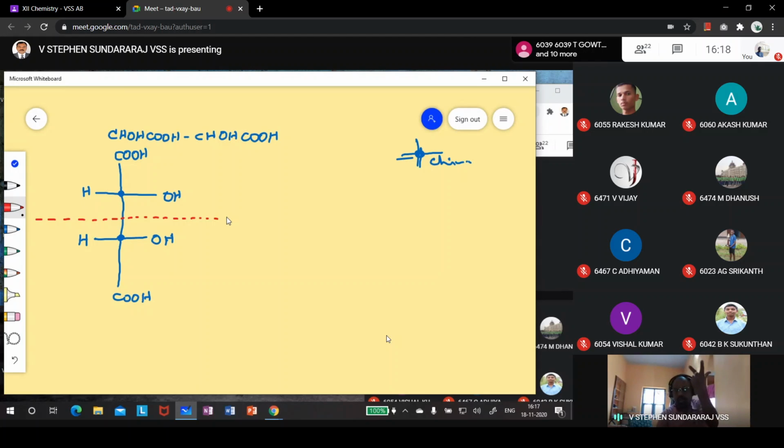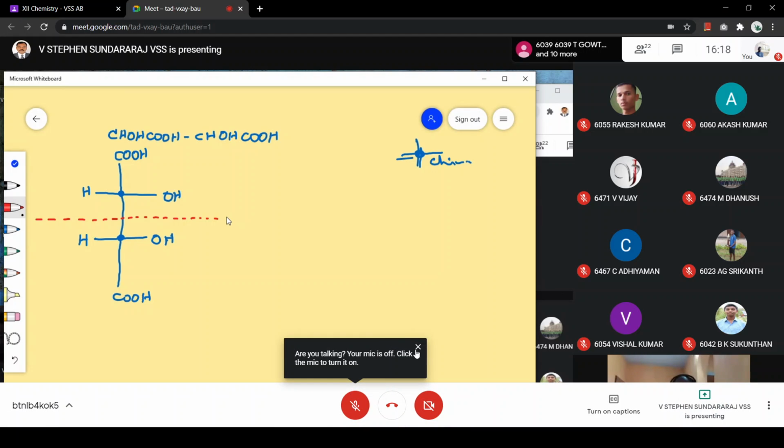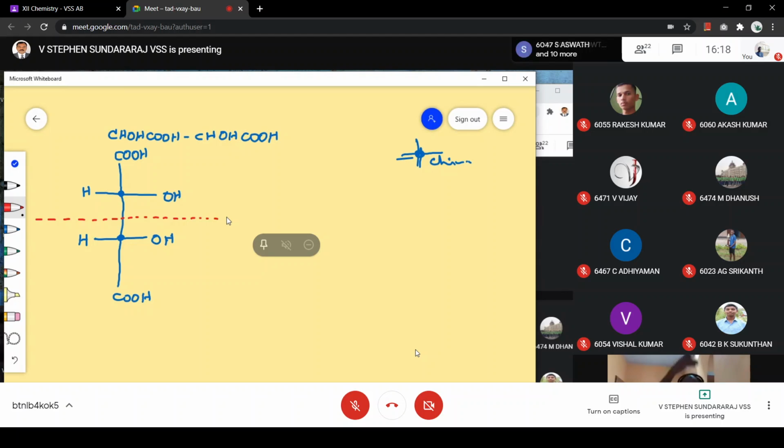So the top will be triangular, upward, and the bottom also like that. But these three bonds will be directly above that. The top three bonds and bottom three bonds will be in line. That's what I have shown here. Now in that case, if the OH is the same, what happened? This is a plane, the plane of symmetry.